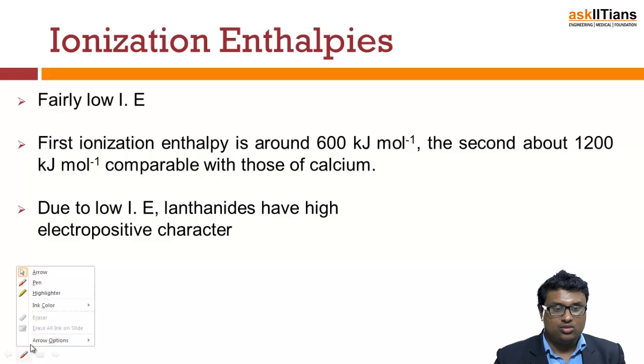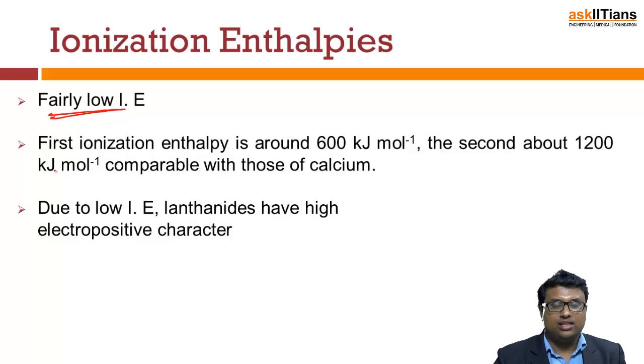Ionization enthalpies. So basically, if you keep lanthanoid contraction aside, what is happening to the ionization enthalpies? We know that as you go down the group, the atomic radii increases, right? So ionization enthalpy decreases, right? So obviously, compared to the top elements, the lanthanides and actinides have very low ionization enthalpies. That's the first important point. The first important thing is fairly low ionization enthalpies. Next, the first ionization enthalpy is around 600 kilojoules, and the second is about 1200, comparable with calcium.